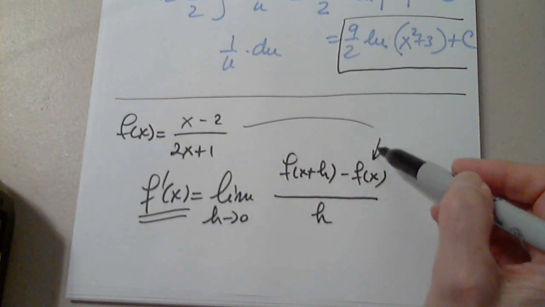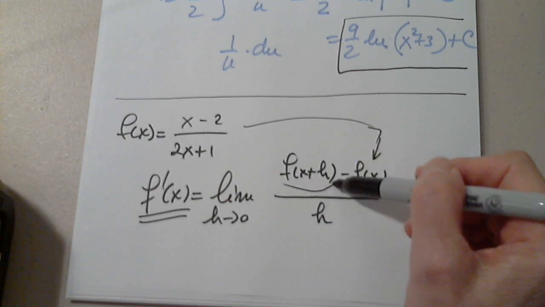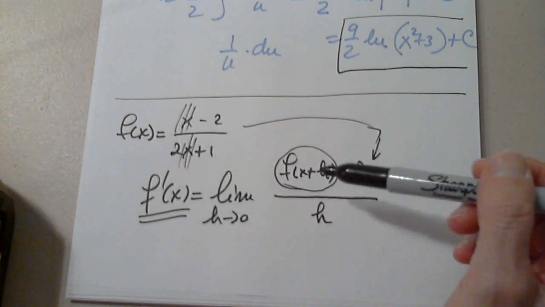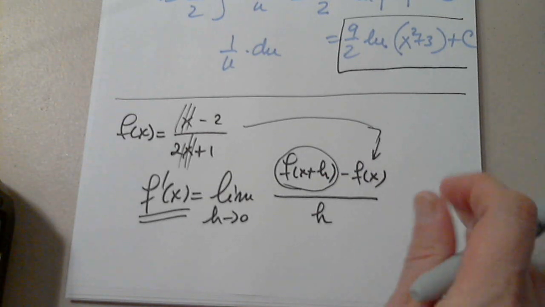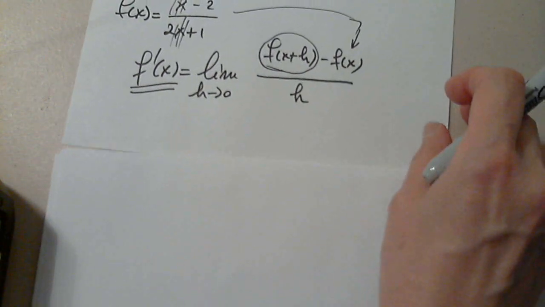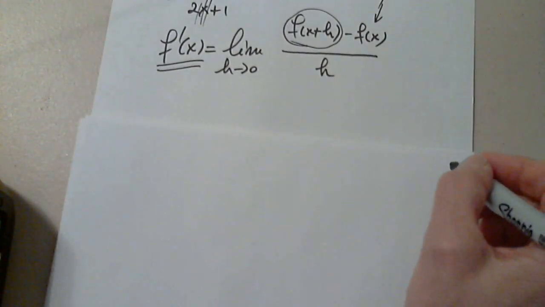So this is very clear, but in order to find this, I need to replace x everywhere by x plus h. It's not a big deal because this is just algebra, right? So that's my page 2.